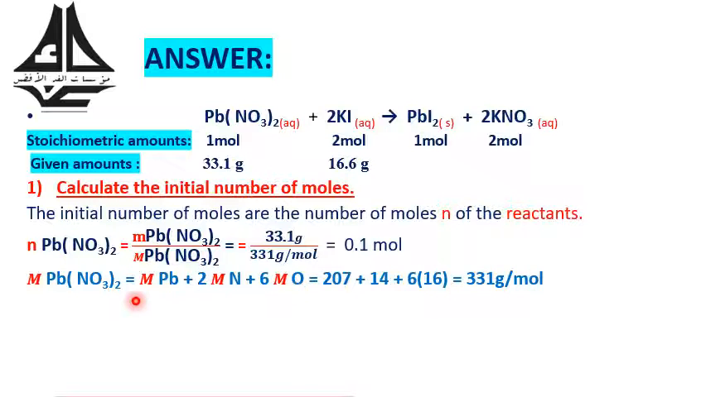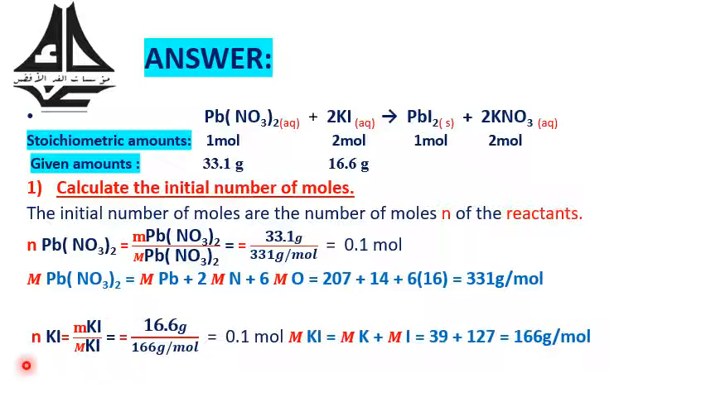And remember that the molar masses of each atom are given. While the number of moles of the second reactant, which is KI, equals mass of KI over molar mass of KI, equals 16.6 grams of KI, which is given, over its molar mass 166 gram per mole, and it's equal to 0.1 mole. And remember how to find the molar mass of KI. It's simply equal to molar mass of K plus molar mass of I, equals 39 plus 127, equals 166 gram per mole.